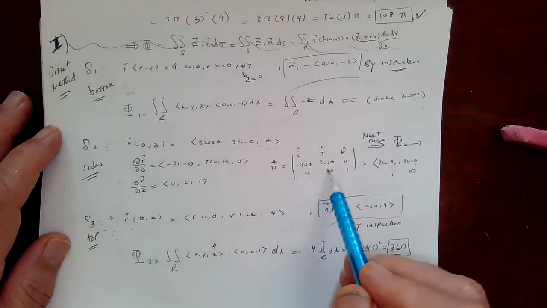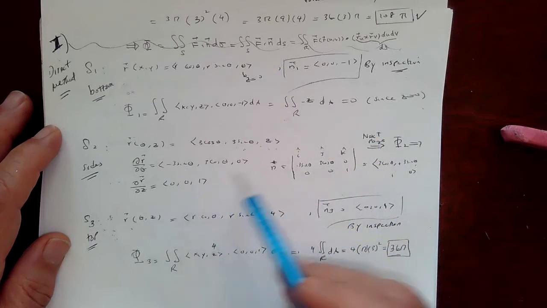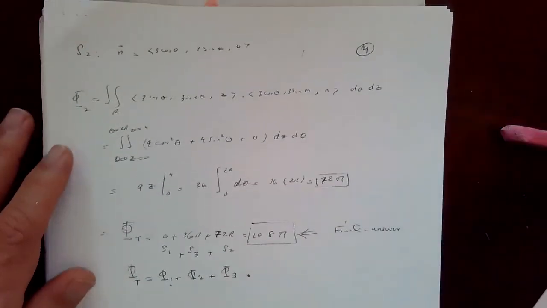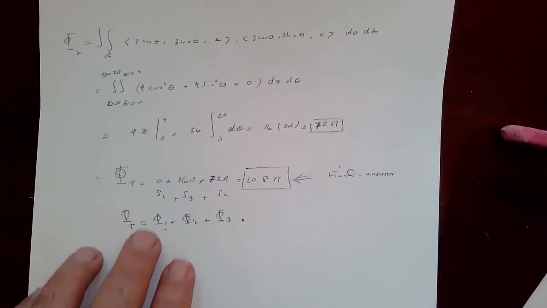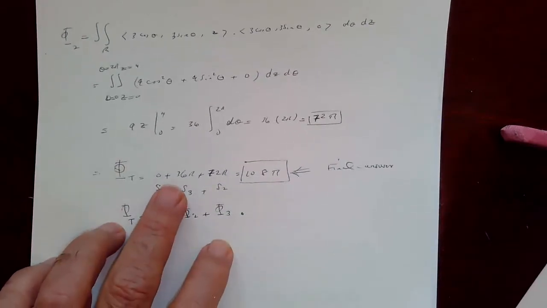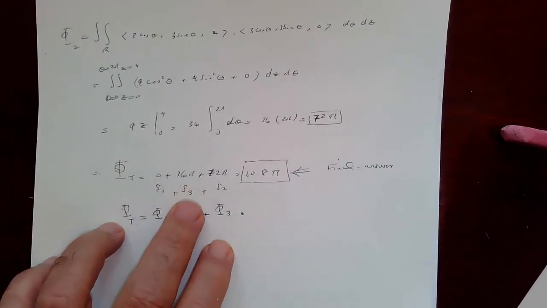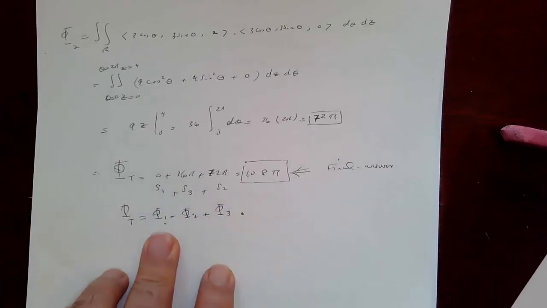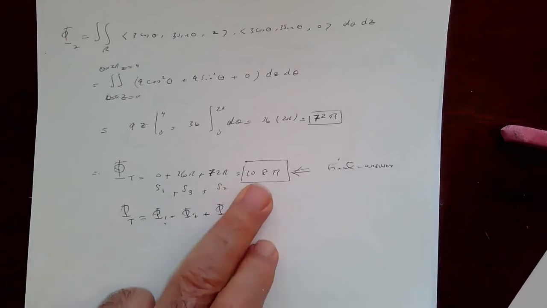And in order to find the normal vectors, you have to take the cross product and check the signs. And lo and behold, add up all those fluxes of S1, S2, and S3, and you get the total flux, or the net flux, is 108 pi.